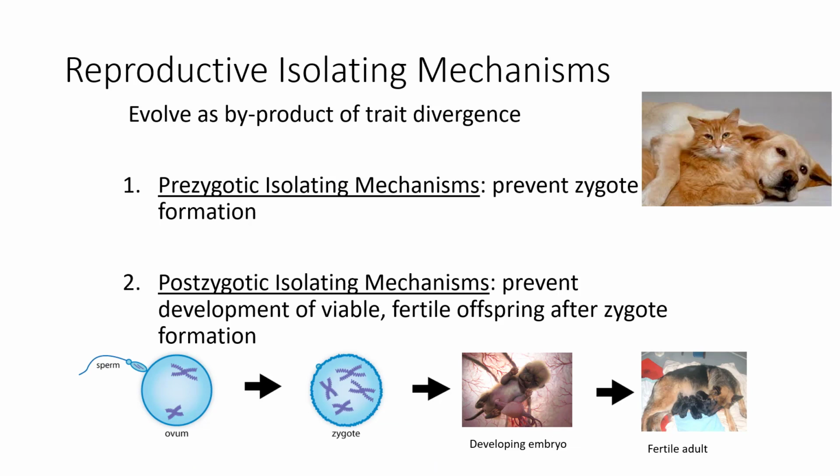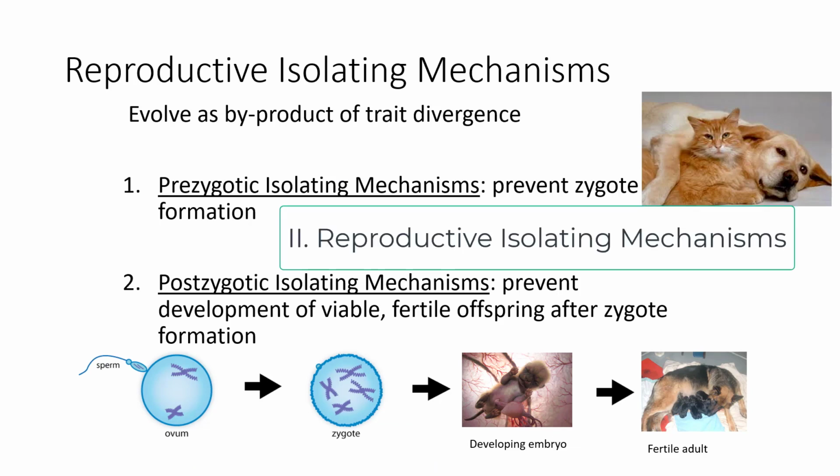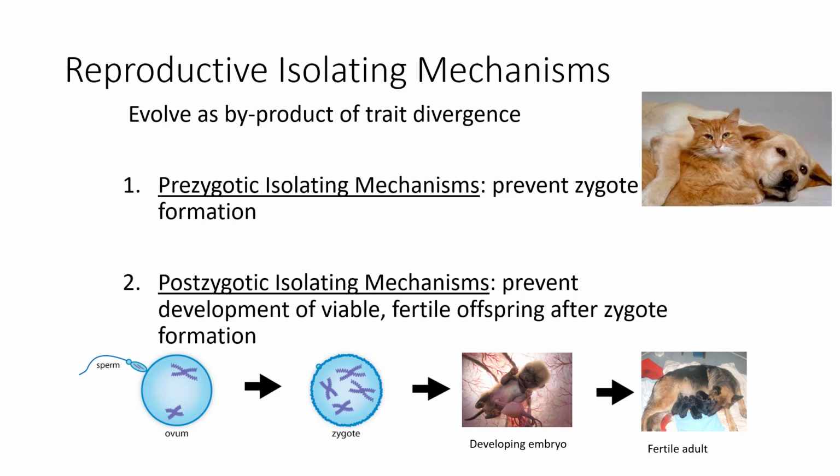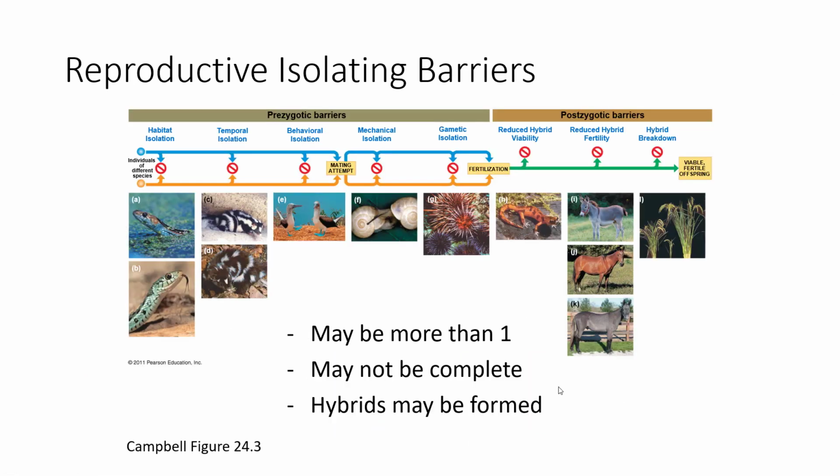And we know they're different species when they're reproductively isolated, so let's look at reproductive isolating mechanisms. There will be prezygotic and postzygotic isolating mechanisms. Prezygotic means the zygote is not formed. So that first arrow down there, that means something's going to happen before that first arrow occurs. Postzygotic is anything after the arrow, where a zygote is formed and then something goes wrong. So let's list them out. There may be more than one. They may not be complete, and this may cause hybrids to be formed.